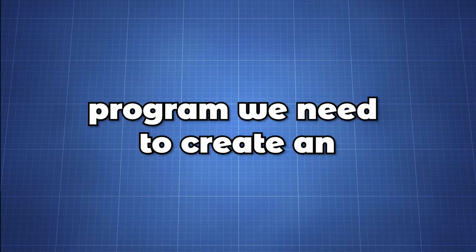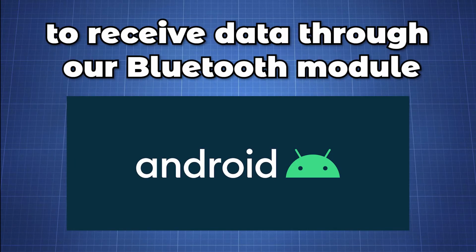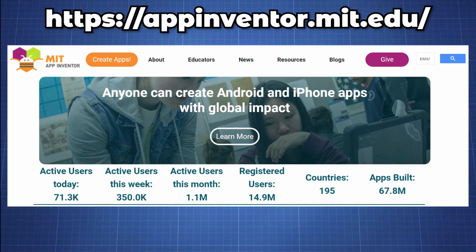Now that we have a program, we need to create an Android app for this program to receive data through our Bluetooth module. We will use the MIT App Inventor. MIT App Inventor is a web application integrated development environment originally provided by Google and now maintained by MIT.